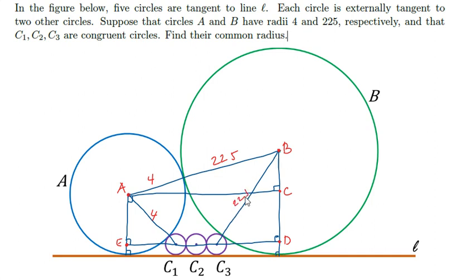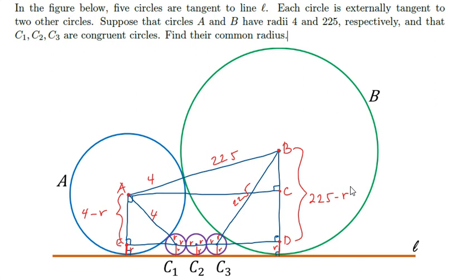So this is 225. Now let us represent the radius of C1, C2, and C3 by R. Okay, so this one right here is R. This one is also R. Now, automatically this is R. Similarly, this is R. So we can represent AE by 4 minus R, because the radius is 4 and this right here is R. So AE is 4 minus R. Similarly, BD can be represented by 225 minus R.